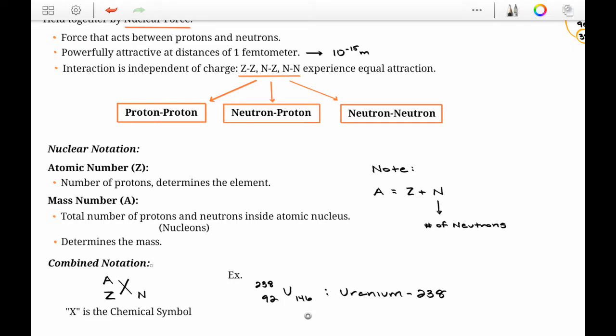Whenever we combine these, this is what you'll likely see, where X is the element in question, A is the mass number, and Z is the number of protons. N here is the number of neutrons, which we can get by subtracting the number of protons from the mass number. An example of this combined notation is uranium-238. We have the mass number in the top left as a superscript, the 92 protons as a subscript to the left, and the number of neutrons as a subscript to the right.